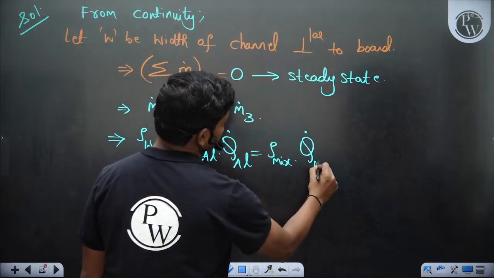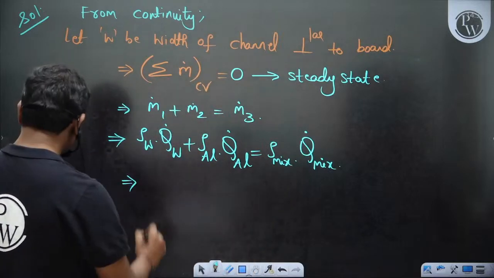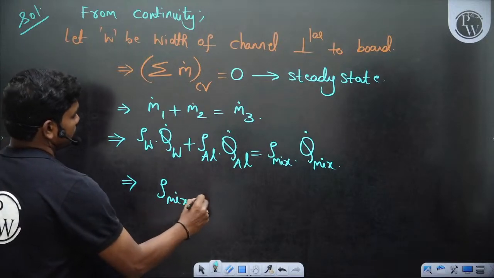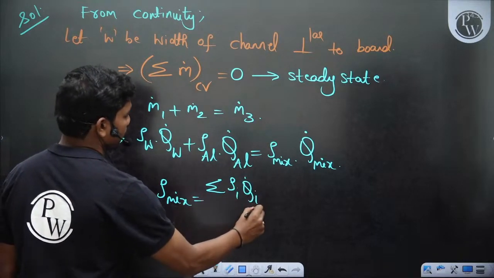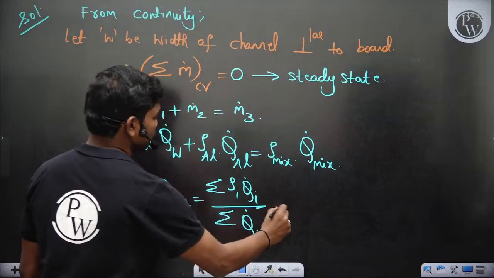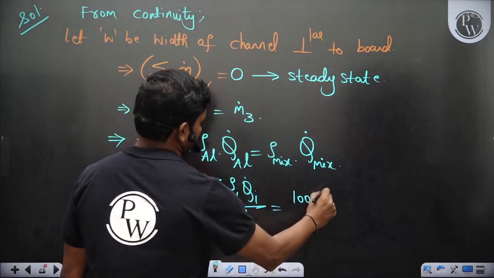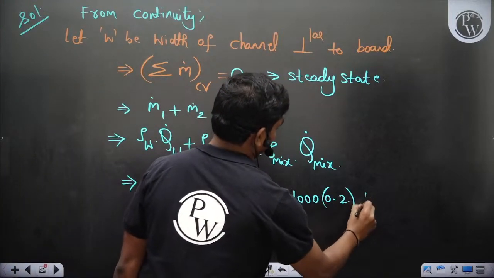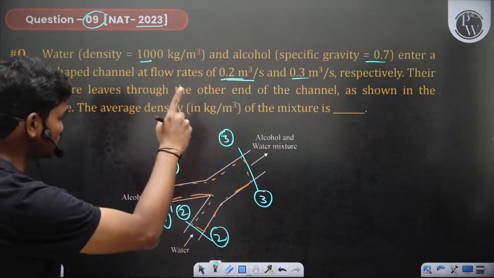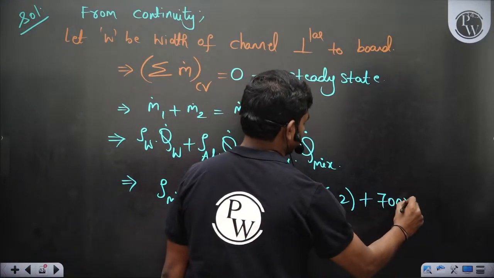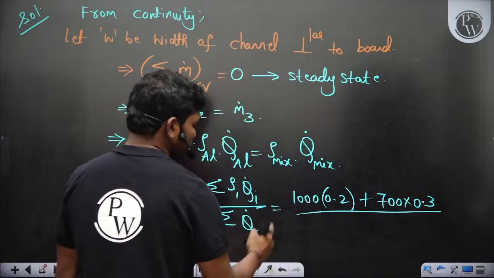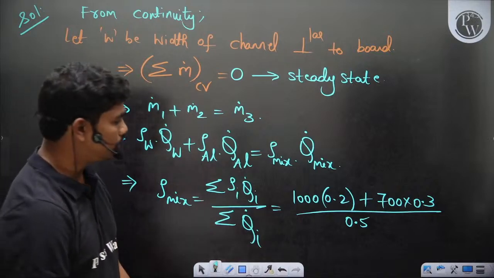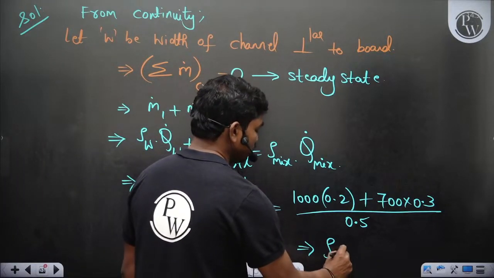So the total discharge, average mixture density is what they are asking. Since dimensions are not given for this channel, only discharges are given, rho mix is equal to summation rho i q dot i by summation q dot i. So density of water 1000 into discharge of water 0.2, plus for alcohol it's 0.7, so 700 into 0.3, divided by summation of the discharges, 0.2 plus 0.3 is 0.5, correct? That's all. If you simplify this value, you would get the answer in kg per meter cube.